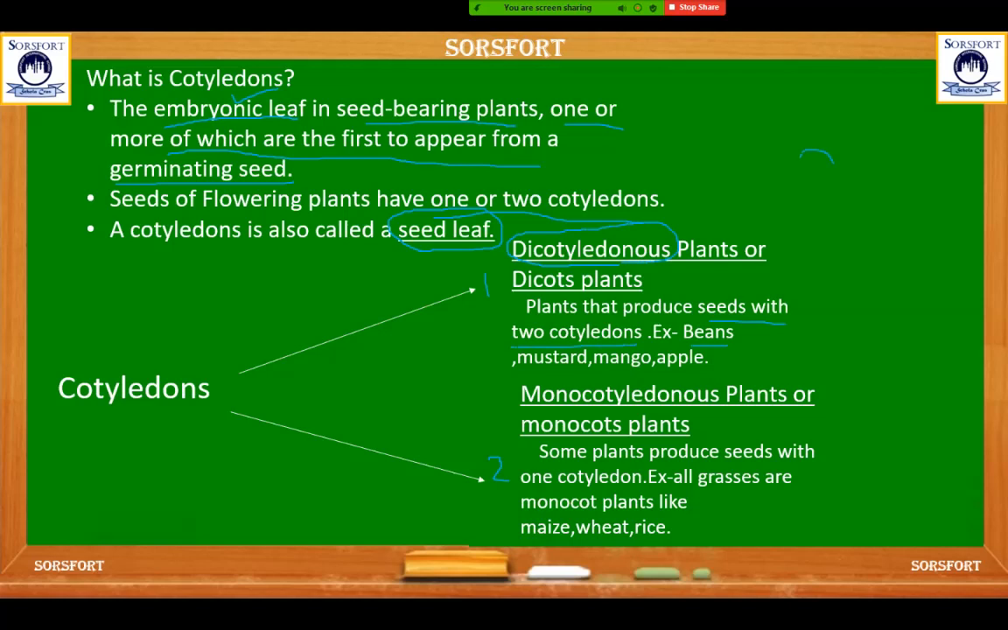Like this, if you soak it in water, it will become two parts like this. These two parts are called cotyledons. Since there are two parts, that is called a dicot plant. Like this, some plants produce seeds with one cotyledon, and that is called a monocot plant. For example, all grasses are monocot plants, like maize, wheat and rice.